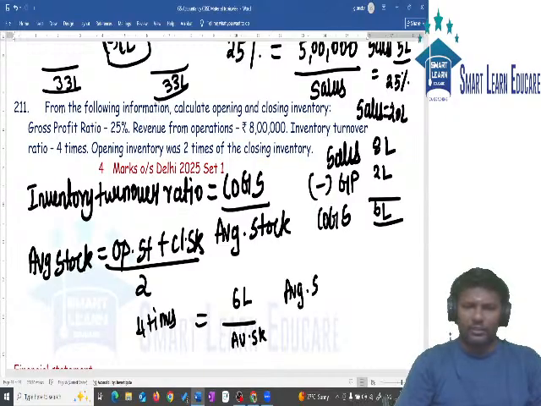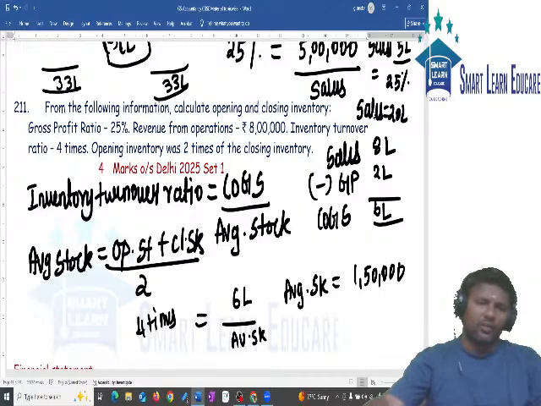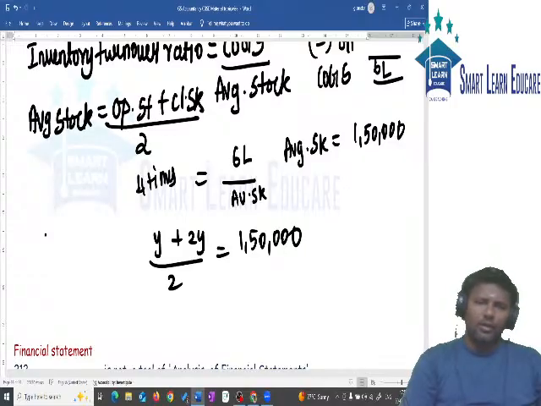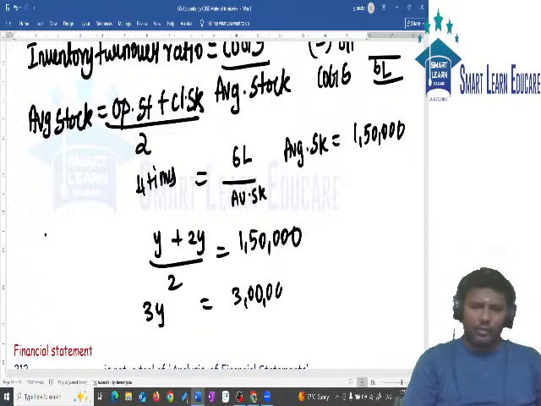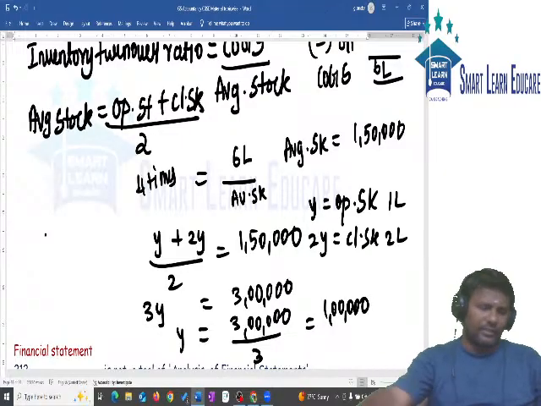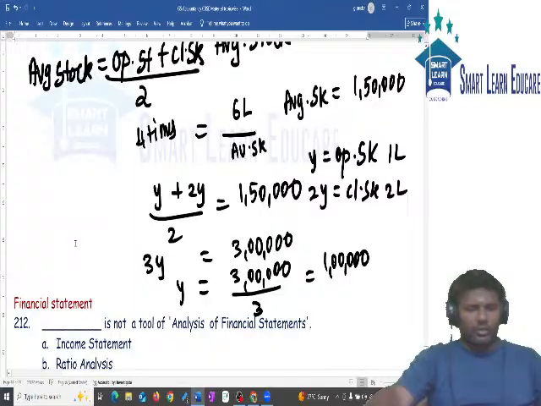1 lakh 50,000. If average stock is 1,50,000, frame an equation: y plus closing stock 2y divided by 2 will give you 1,50,000. 3y is equal to 3 lakh. y is equal to 3 lakh divided by 3, which will give you 1 lakh. Y is nothing but the closing stock, 1 lakh, and opening stock is 2 lakh. That's all. That is the answer for this question.